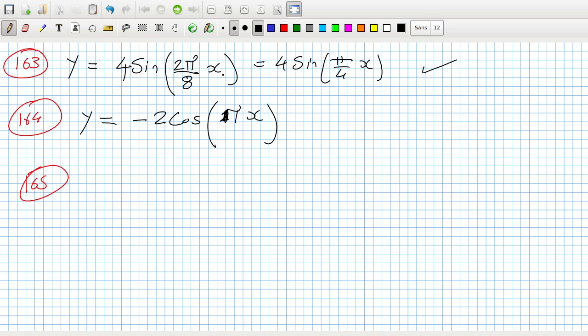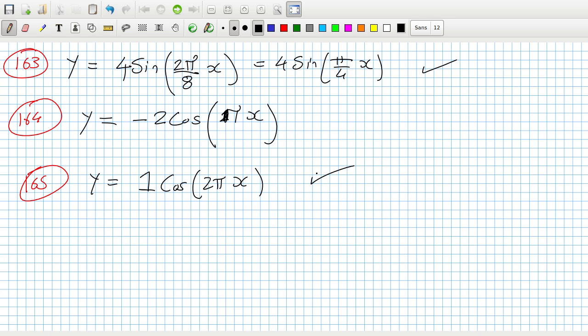165. Okay, it's definitely a cos, but it only goes to 1, so it's just a 1 in the front. And the period is 1, so it's 2 pi over 1, so 2 pi x. That's 165. Yeah, that's right. Okay.